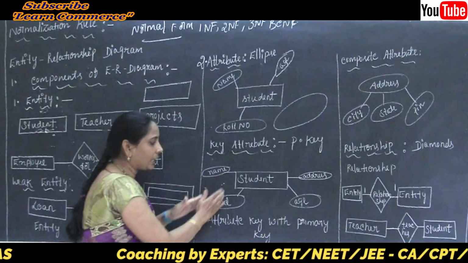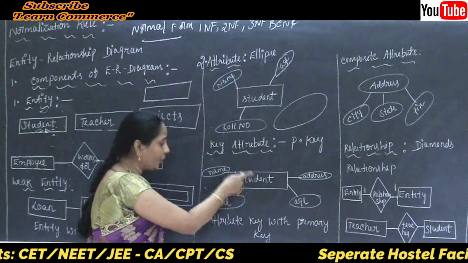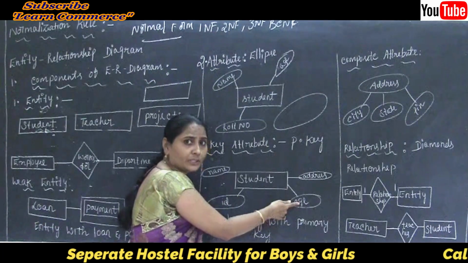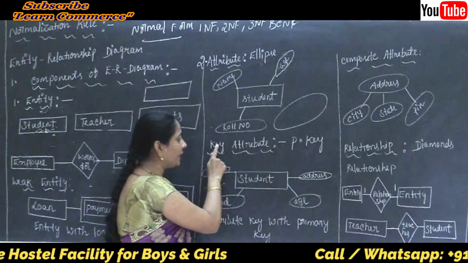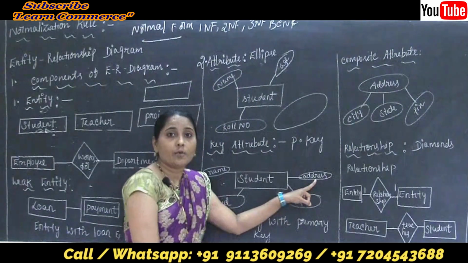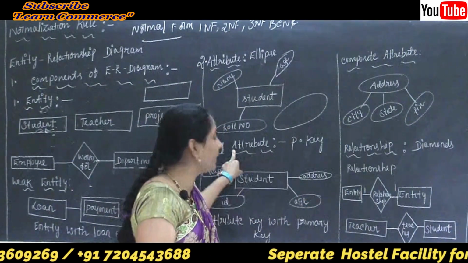So in this diagram we know that the student contains some attributes: name, ID, address, and age. So which example is a suitable example for the key attribute? In this example I used the address. Why? How do you know the address is a suitable example for our key attribute?